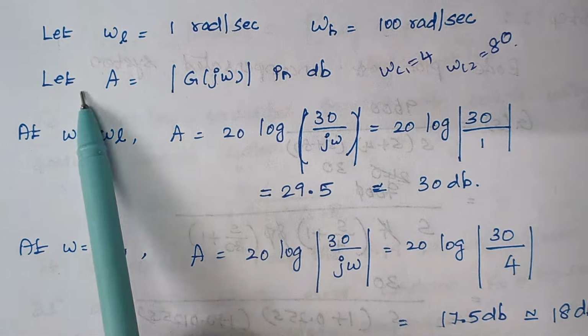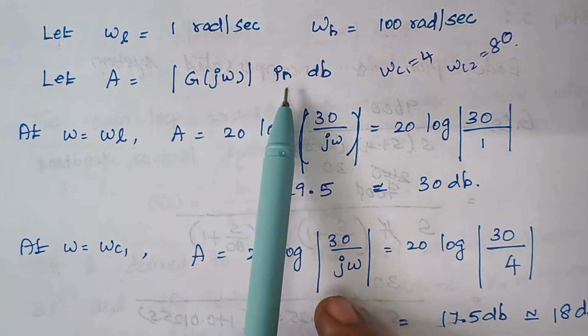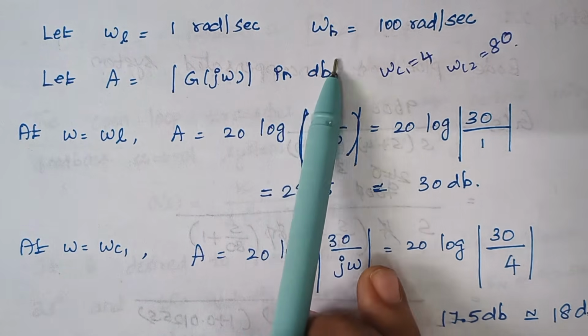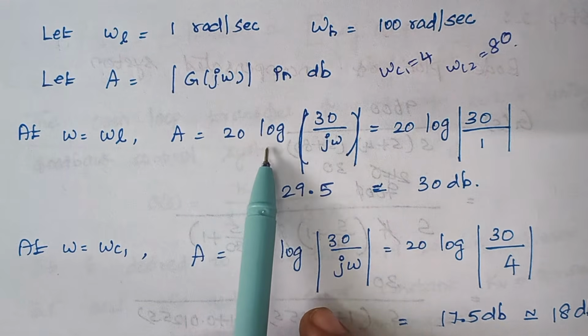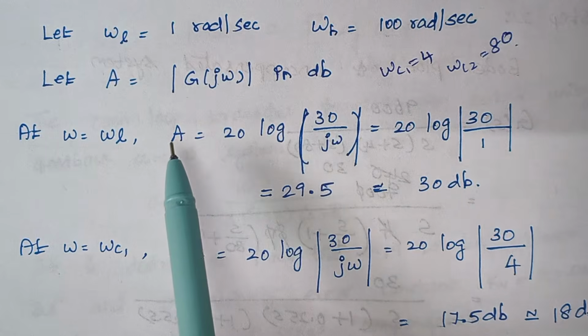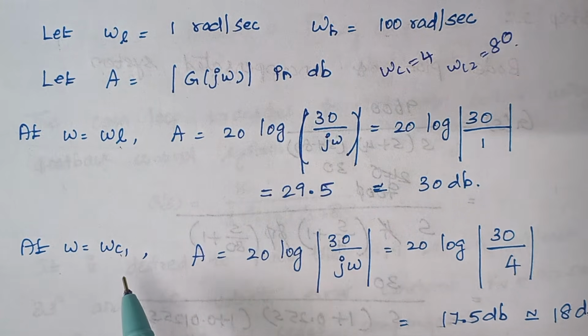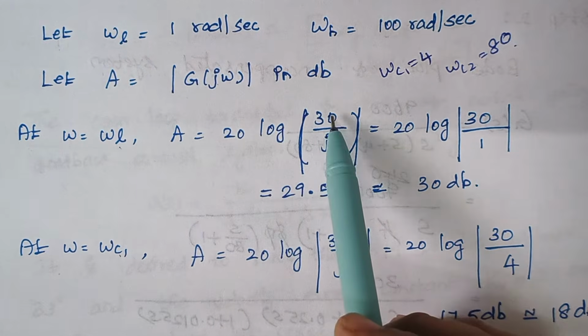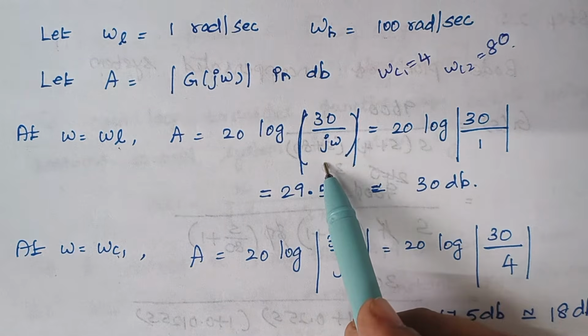So next one is calculating magnitude. Magnitude is given by mod of G(j omega) in decibel. Since we are representing magnitude in decibel, you see here 20 log is included. So for the first two frequencies, for omega L and omega C1, we have to consider only the constant with individual omega terms. So here from the transfer function, the constant is 30 by j omega.